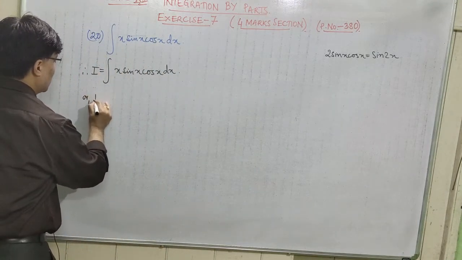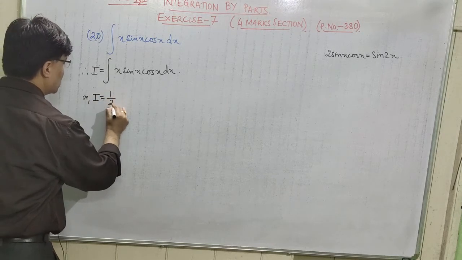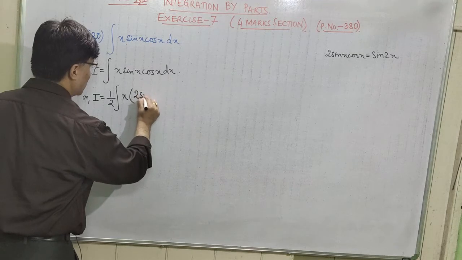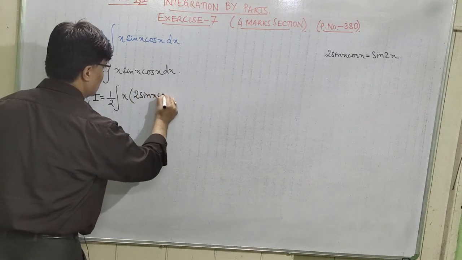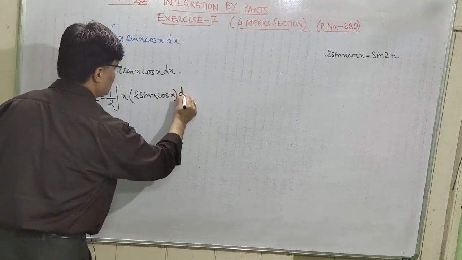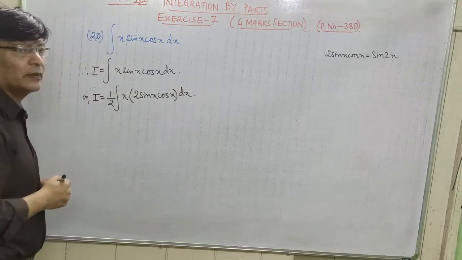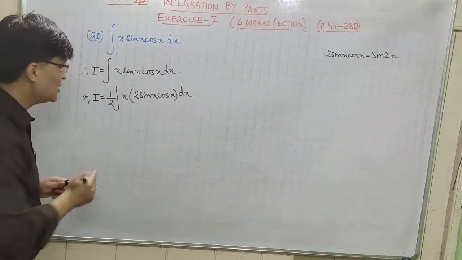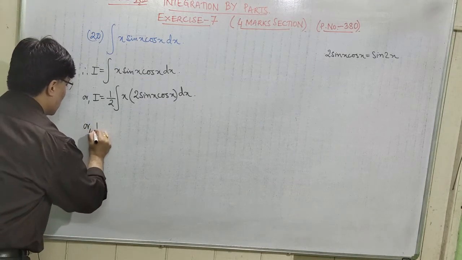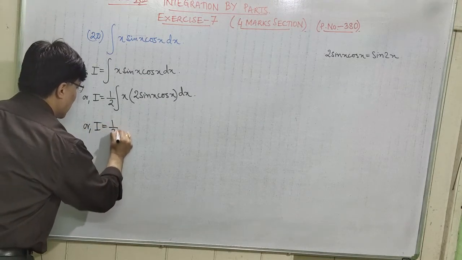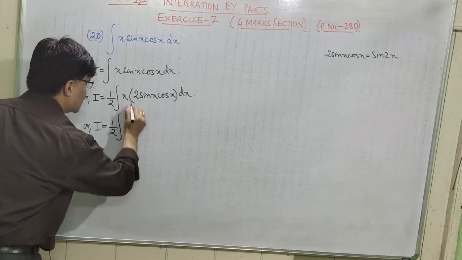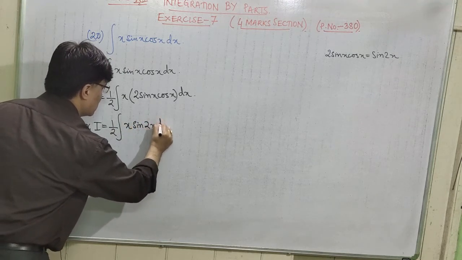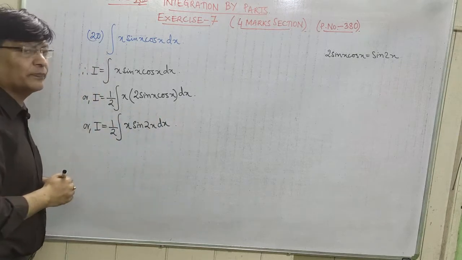So how will you write 2 here? Let us write half first, integration of x, then within bracket you should write 2 sin x cos x, bracket closed, dx. Understood? So now what is 2 sin x cos x? It is sin 2x. So I is equal to half integration of x sin 2x dx.